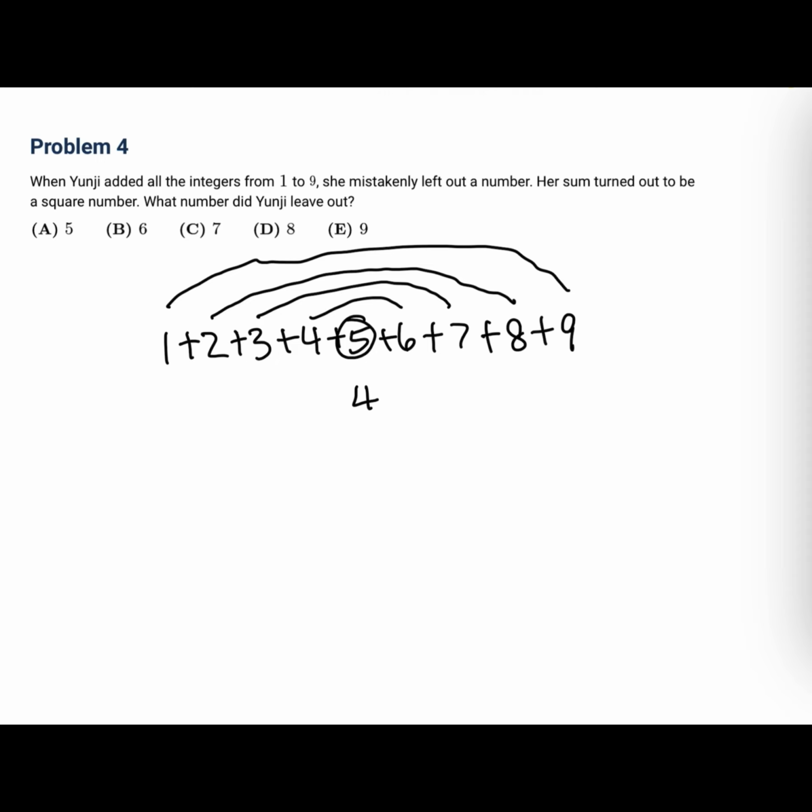So that's 45. The next square that is smaller than 45 would be 36. Finding the difference between these two, we get that the answer is 9. So our answer is E, 9.